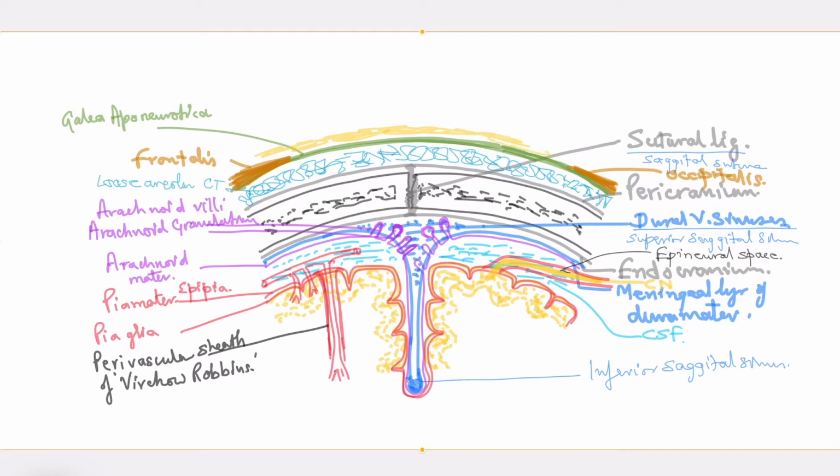Then above this you have the subcutaneous layer. Now this subcutaneous layer is not very loose here. It is thick, because the scalp skin there is very hairy, and the subcutaneous layer has lots of subcutaneous vessels running, including, of course, the subcutaneous veins.